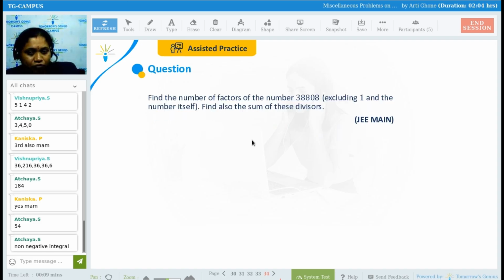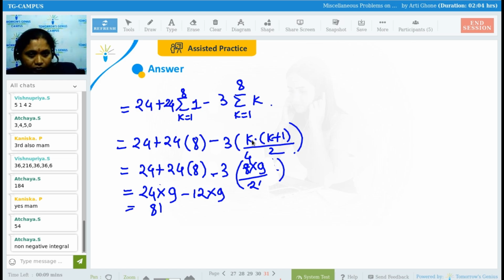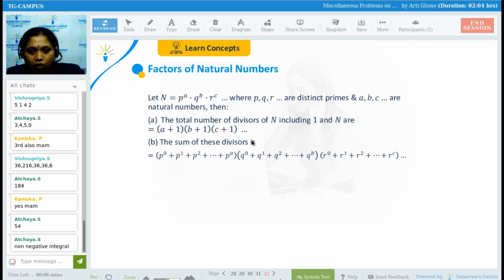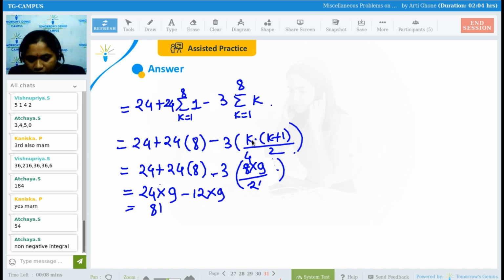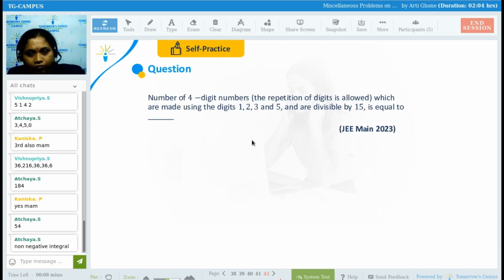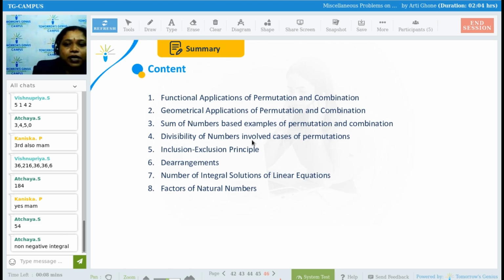These all questions are from JEE 2000. Now, we are left with the factors of natural numbers. So we'll cover this part in the next session, because I know you will feel exhausted with all the applications together. Clear? So what applications have we covered today? Functional applications of permutations and combinations, then geometrical applications, sum of numbers based on permutations and combinations with the shortcut formula, divisibility of numbers, inclusion exclusion principle, derangements, and number of integral solutions.